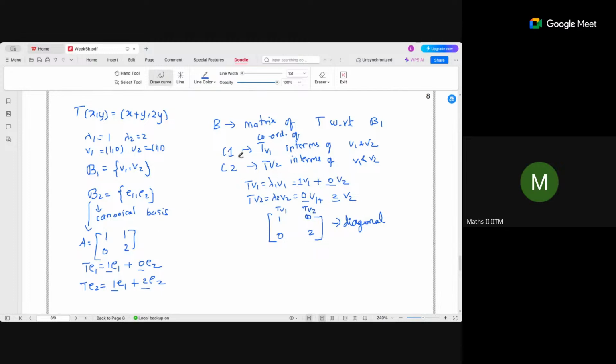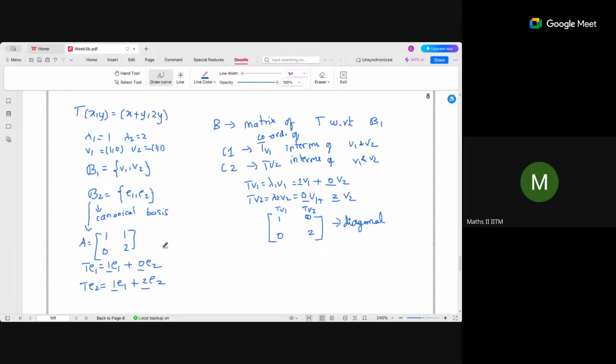So you see that when we are using this as a basis and expressing this transformation with respect to this basis, the matrix is now diagonal. Ma'am, this A is the coordinates of TV1 and TV2, right? Which one? The matrix with 1 0 as coordinates and 1 2. So this is like the coordinates of T1 and T2 in terms of E1 and E2.